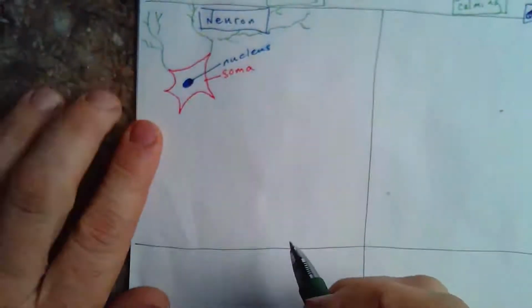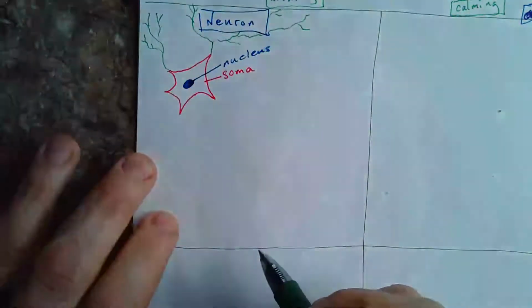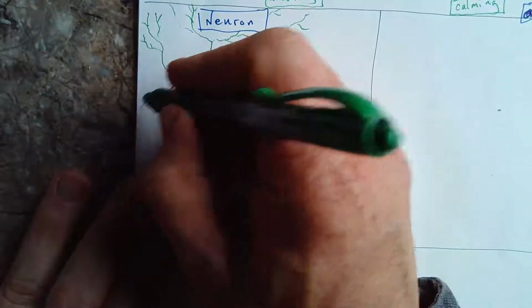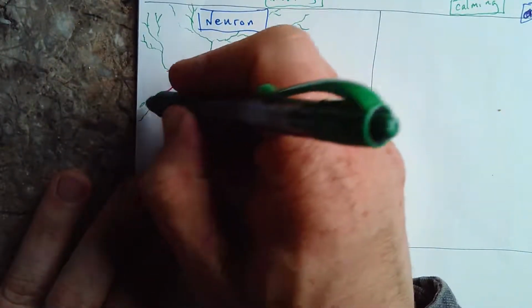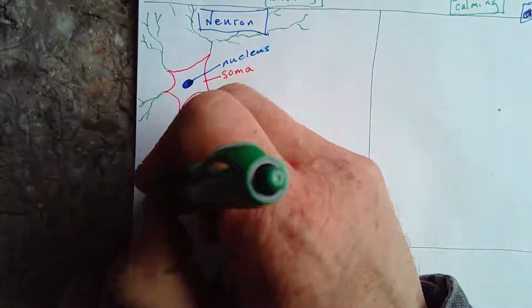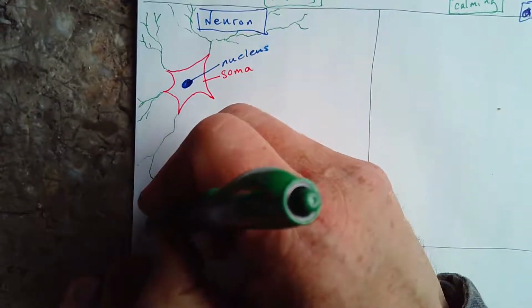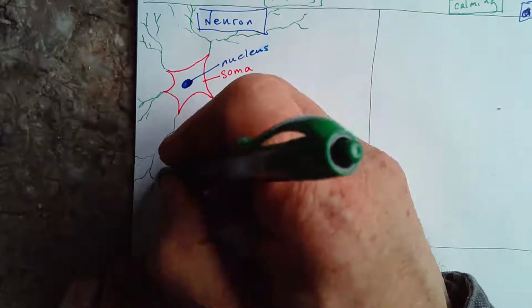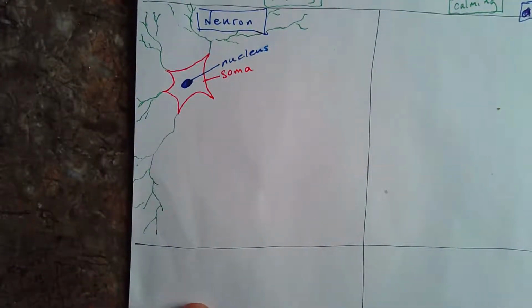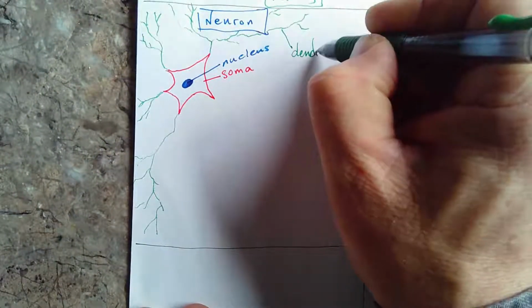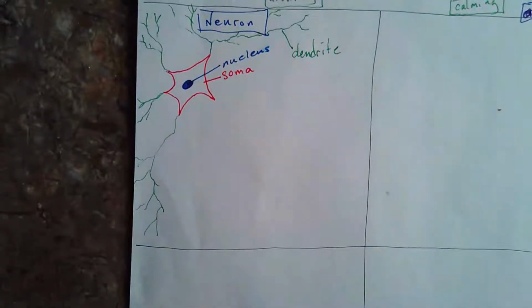I'll just draw a few. Again, it doesn't matter. One neuron is going to be built slightly different than another neuron. It may have more or fewer dendrites. They may be shaped differently. It really doesn't matter. It's like my green pen is trying to run out of ink or something. All right, so those are what are called dendrites. So I'll just put a label on those, up here, I guess.